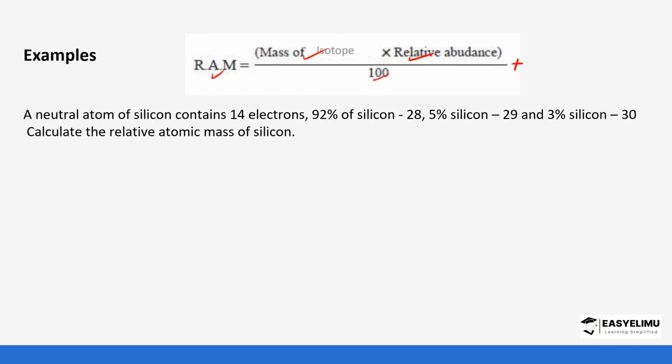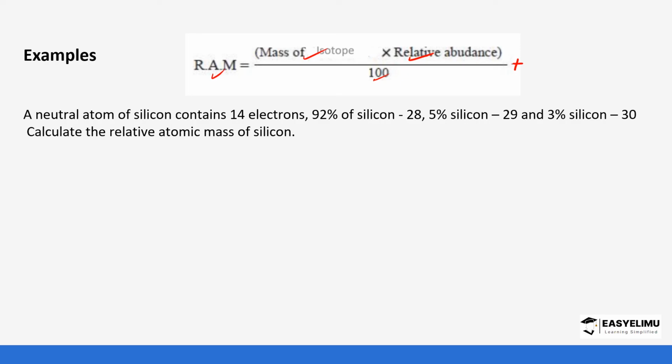So let's start with one question. A neutral atom of silicon contains 14 electrons, 92% of silicon 28, 5% of silicon 29, and 3% of silicon 30. That means on the Earth's surface, silicon 28 at 92% is the one that is most abundant. And then silicon 29 is abundant but not as much as silicon 28. And finally, we have silicon 30.